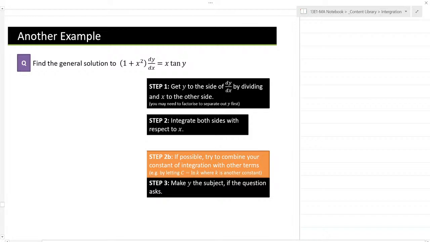So, I'm going to take the x on the right to the left. I'm going to take the 1 plus x squared from the left to the right. I'm going to take the tan y down, and it's going to be 1 over tan y with respect to y is equal to x over 1 plus x squared with respect to x.